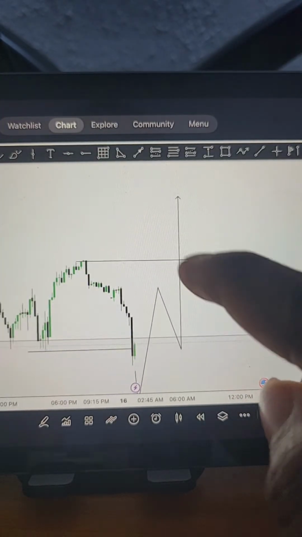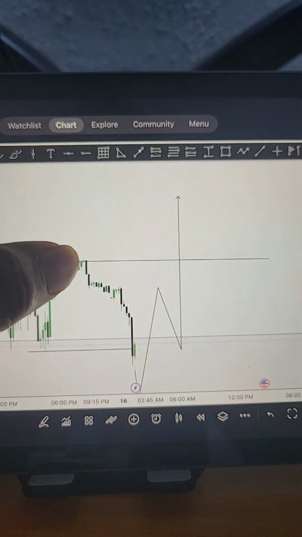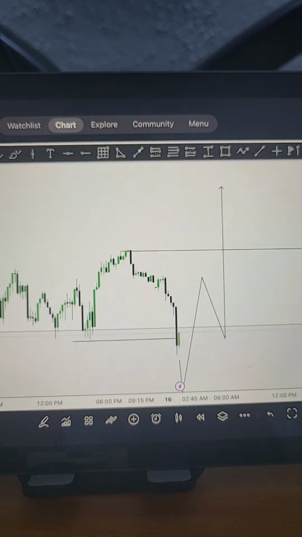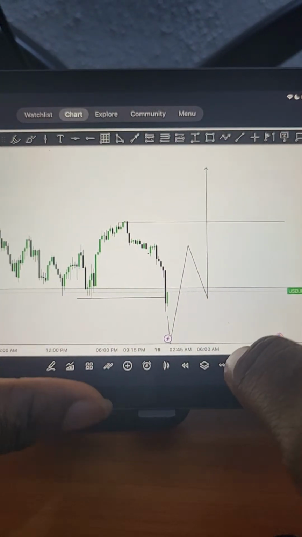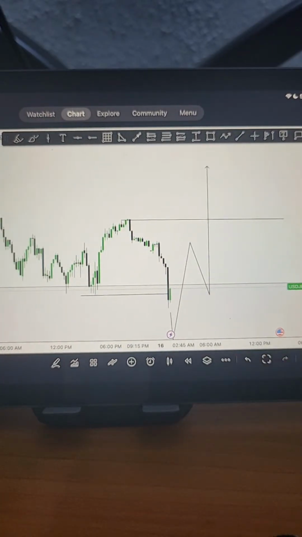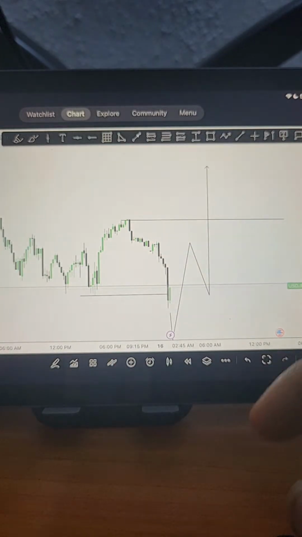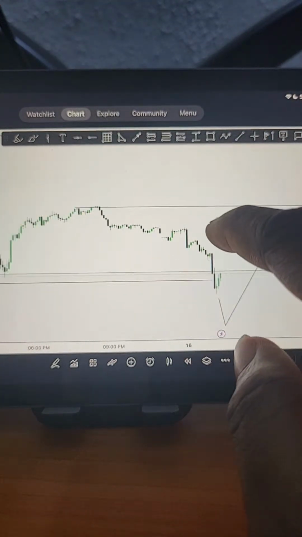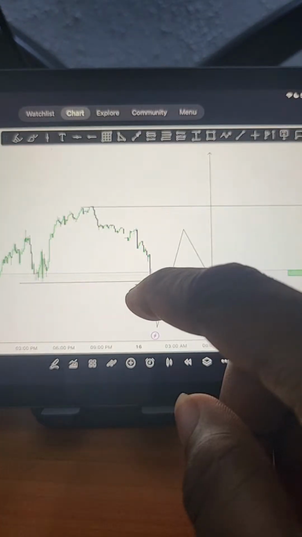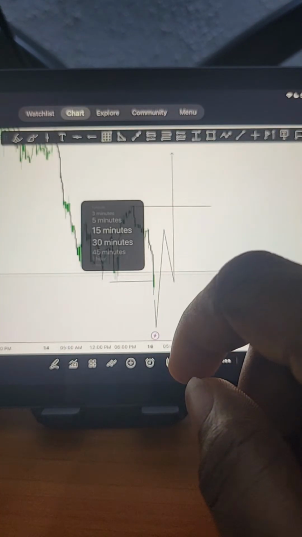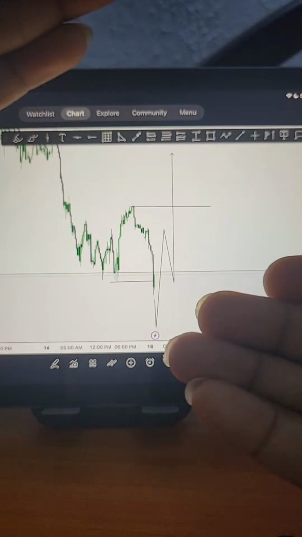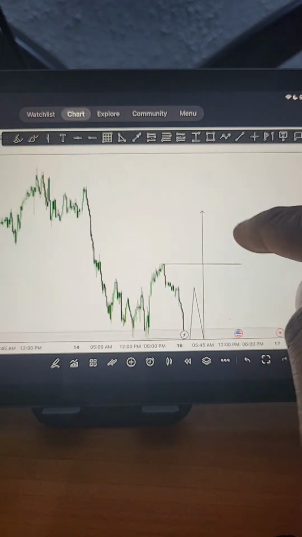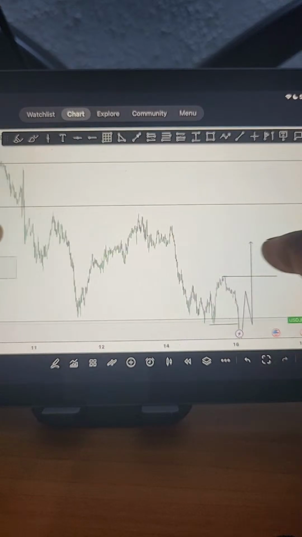So when price violates this high, that has given me my confirmation that it's time for me to start buying. Then I'll go to my 5 minutes to get a sniper entry. I'll look for a fair value gap. The fair value gap is where I'll be getting my entry from. Then I'll set my stop loss below, and I'll target the nearest draw of liquidity above.